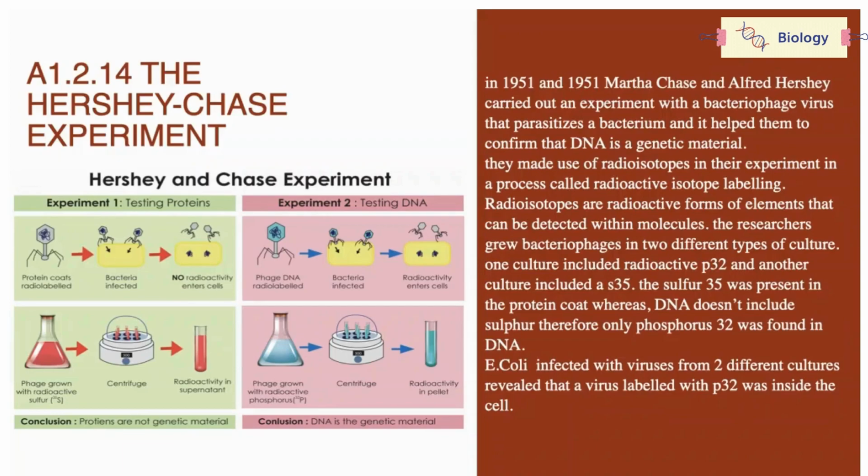They made use of radioisotopes in their experiment in a process called radioactive isotope labeling. Radioisotopes are radioactive forms of elements that can be detected within a molecule. The researchers grew bacteriophages in 2 different types of culture. One culture included radioactive P32 and another culture included S35. The sulfur 35 was present in the protein coat, whereas DNA doesn't include sulfur, therefore only phosphorus 32 was found in the DNA. E. coli infected with viruses from the 2 different cultures revealed that a virus labeled with P32 was inside the cell.